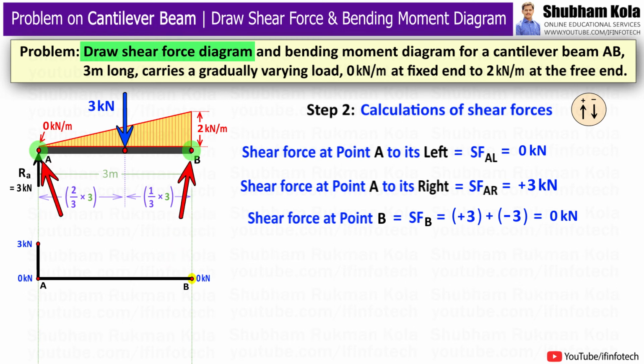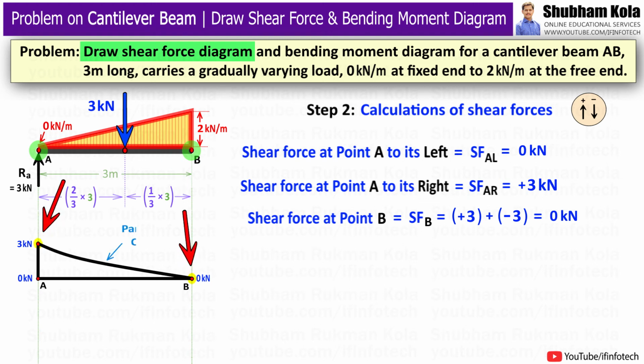And here if you can see, between point A and point B, there is a gradually varying load. And to draw the shear force, I will indicate the gradually varying load with a parabolic curve. So I will connect these 2 points with a parabolic curve. And here in the shear force diagram, whatever portion is drawn above the reference line, I will show this portion by plus sign. So here I have completed the shear force diagram.